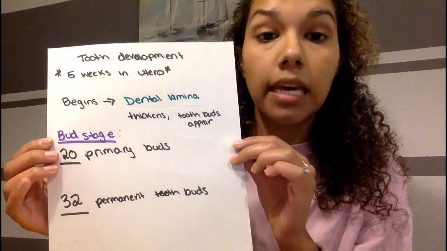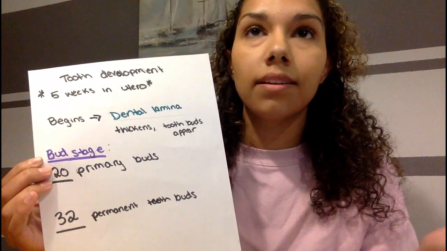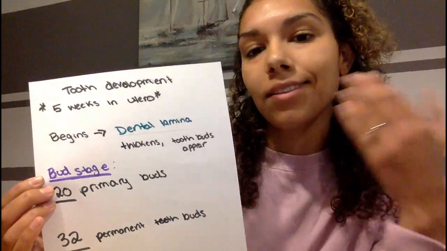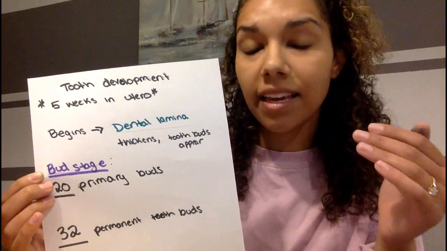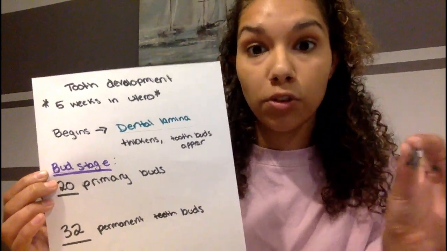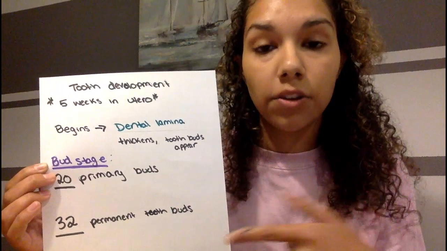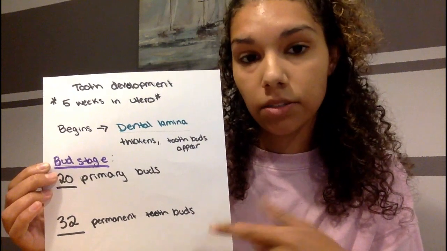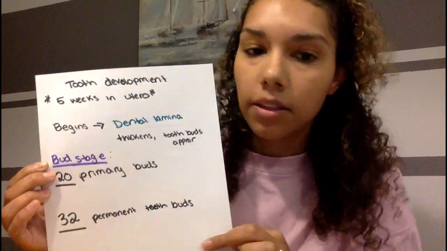So, tooth development starts at 5 weeks in utero, and it begins in the dental lamina, which is the tissue. If you look at a born baby's gums, it's like the utero version of your gums, which is the dental lamina, and it thickens, and then the tooth buds appear. When the tooth buds appear, we're in the bud stage. There are 20 primary buds and 32 permanent tooth buds. We start with the primary, and then the permanent ones start to form as well.